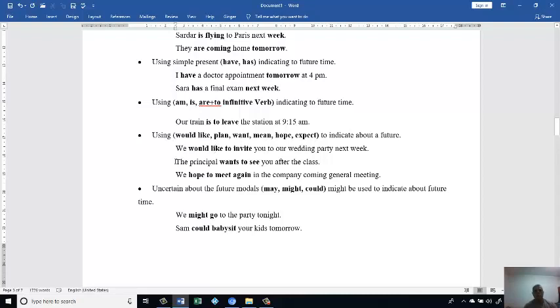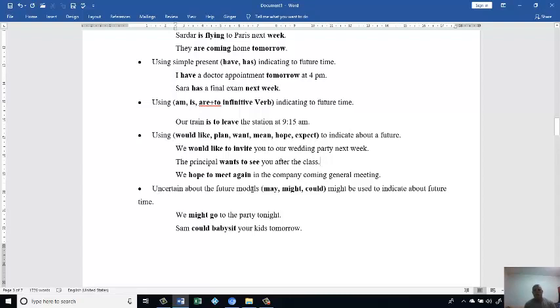If we go to the second sentence, the principal wants, that's the simple present, but here we have the infinitive, and then we have the root, to see you after the class. It means after the class, it tells me the action is going to happen in the future. We hope to meet again in the company's coming general meeting. You see, general meeting means the next time.